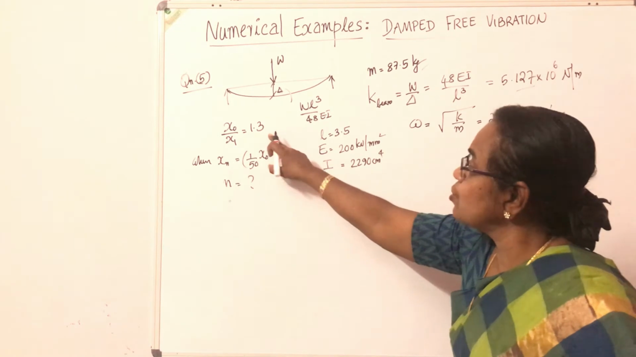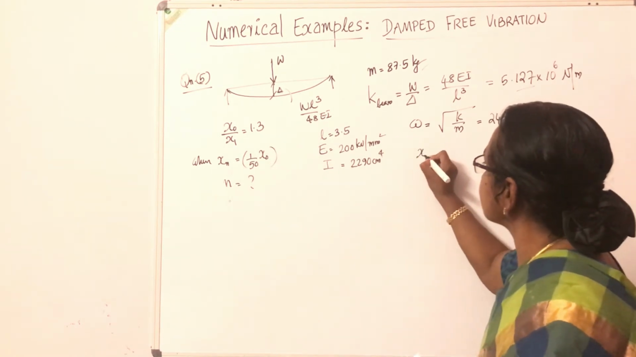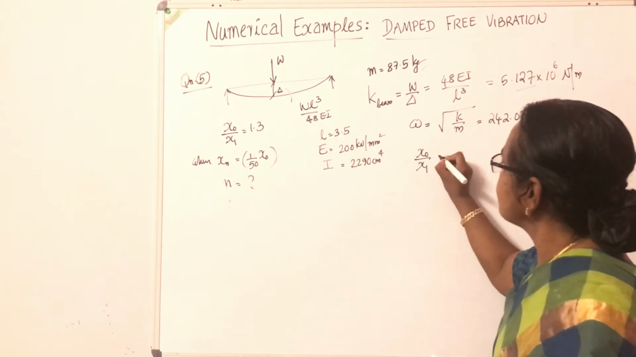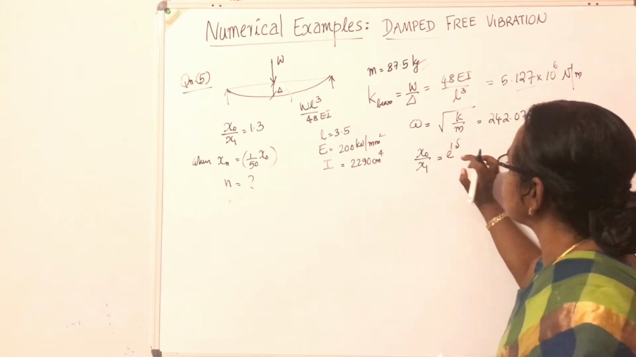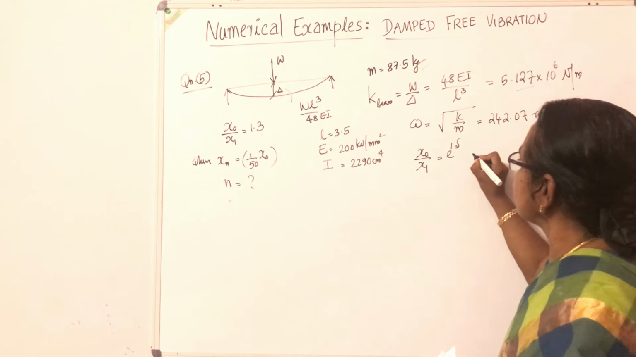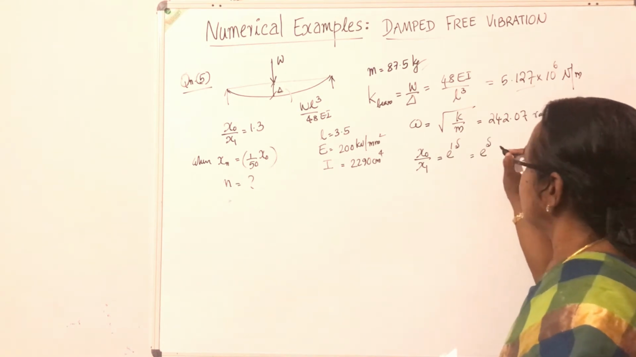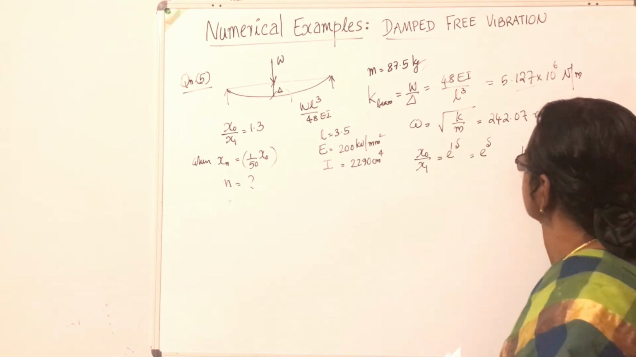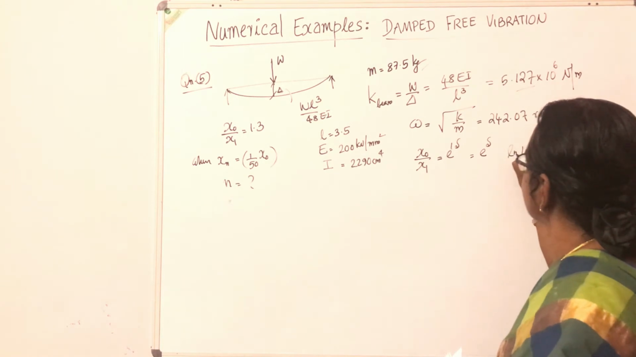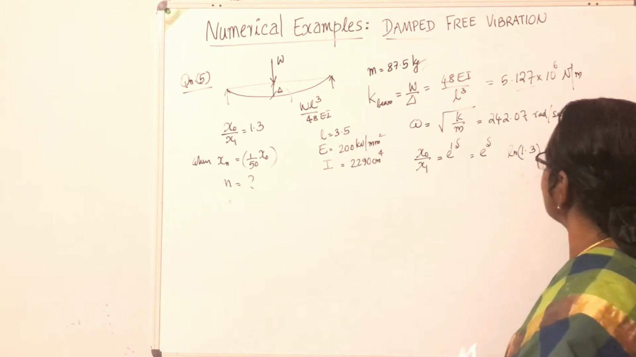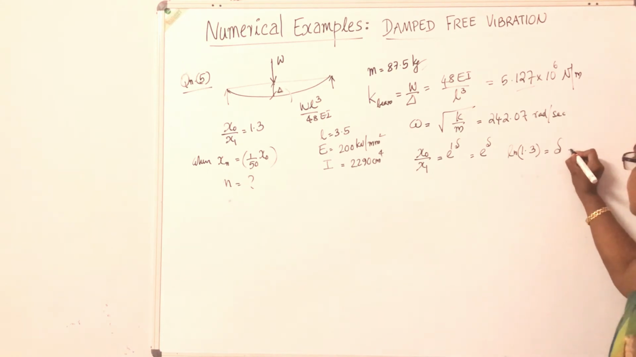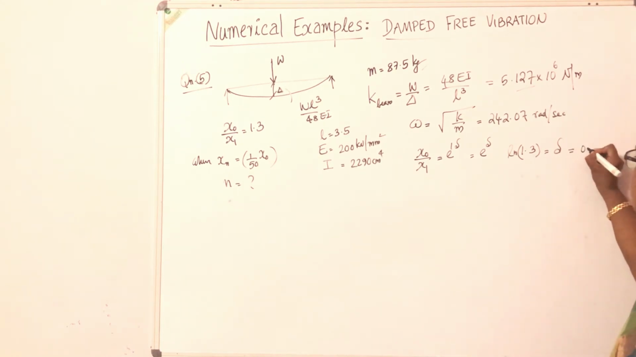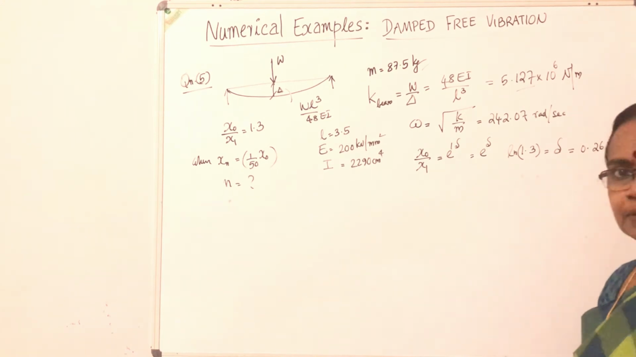Now we are given x0 by x1. x0 by x1 is equal to e raised to delta. That is 1.3. Natural logarithm of 1.3 is equal to delta, and that is equal to 0.262. You got the logarithmic decrement.